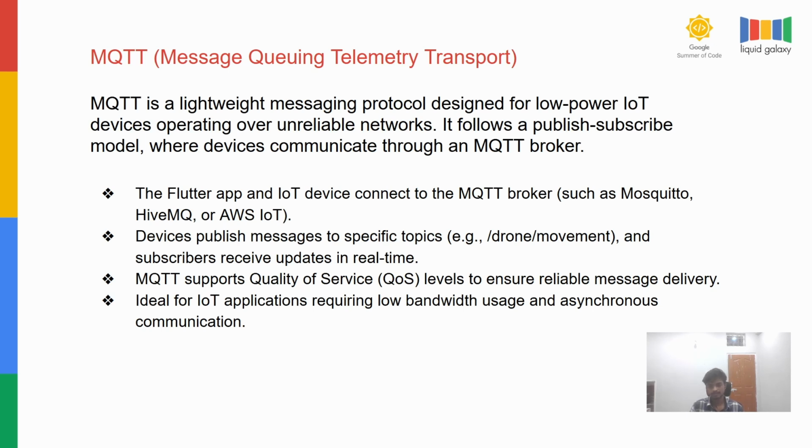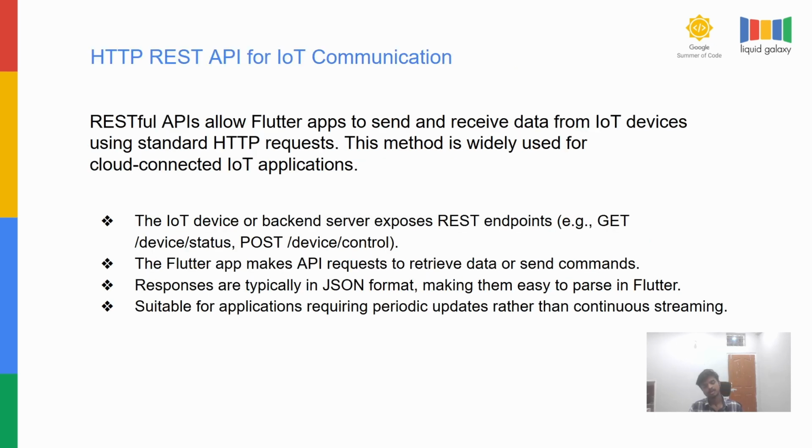MQTT supports quality of service levels, ensuring reliable message delivery, ideal for IoT applications requiring low bandwidth usage and asynchronous communications. HTTP REST API for IoT communication. We have all used HTTP REST API till now. In this, there is an endpoint that we hit with a request. Similarly, in IoT too, RESTful APIs allow Flutter apps to send and receive data from IoT devices, understanding standard HTTP requests. This method is widely used for cloud-connected IoT applications.